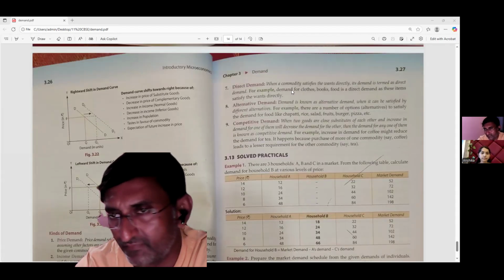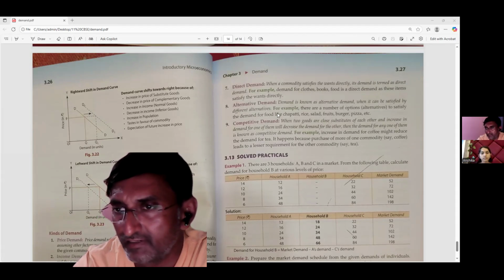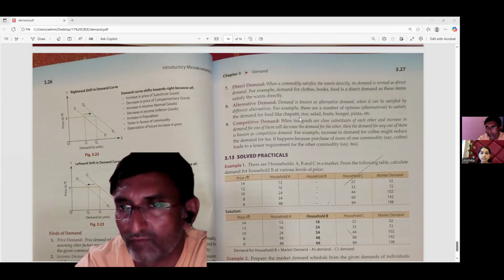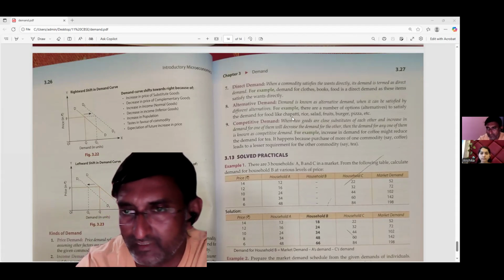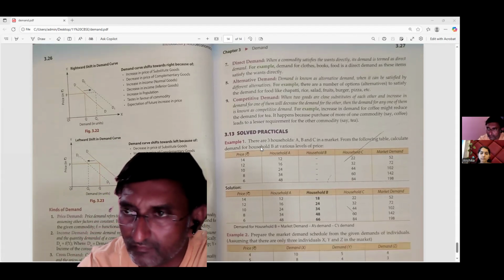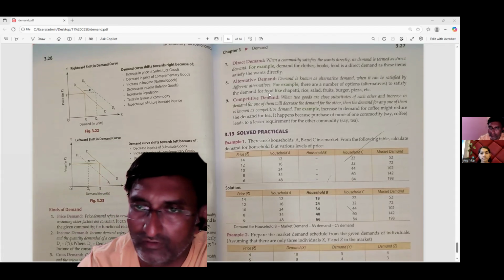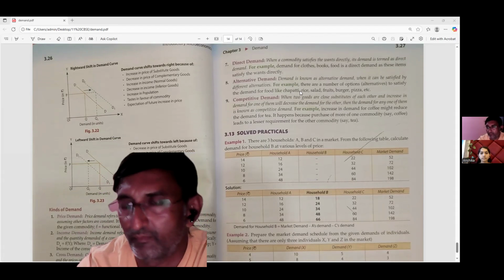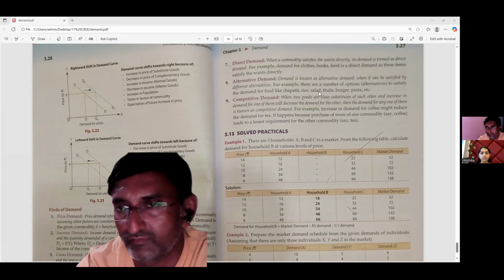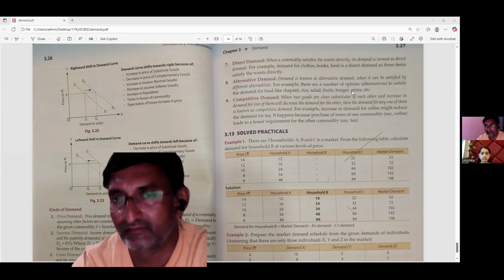Now direct demand is different: demand for clothes, books, food, it's direct demand. Alternative is not like that. I had given an example of vada pav. Instead of chapati, you can use anything. Instead of rice, you can use fruits, burger, pizza, etc. That is alternative demand. If we have less income, then we will go for the chapati. If you have a better income level, then we can go for fruit salad and pizza, whatever you would like, right?